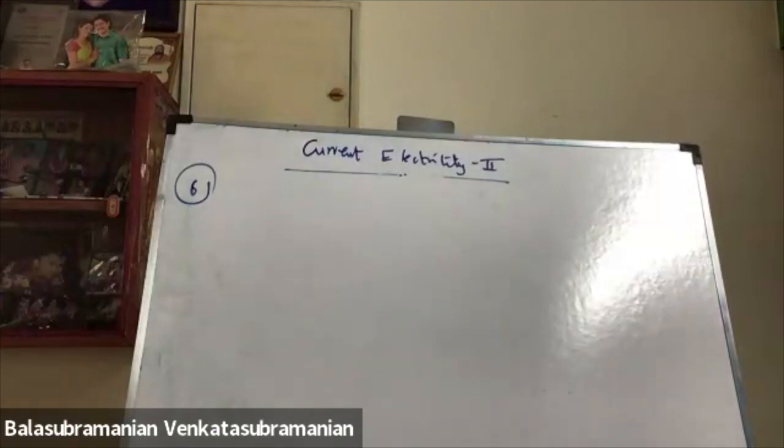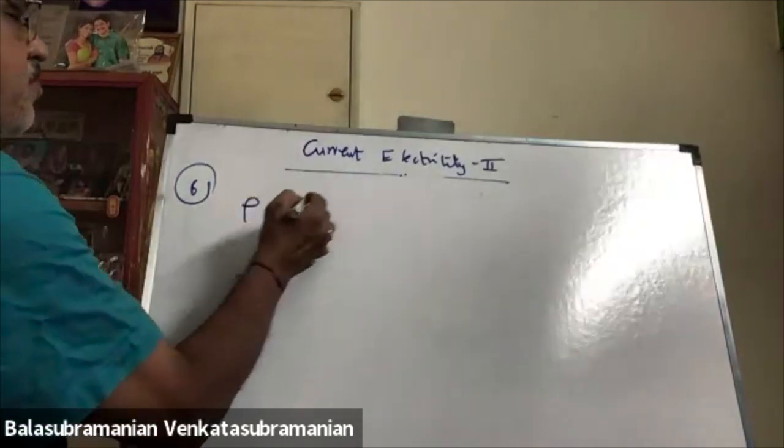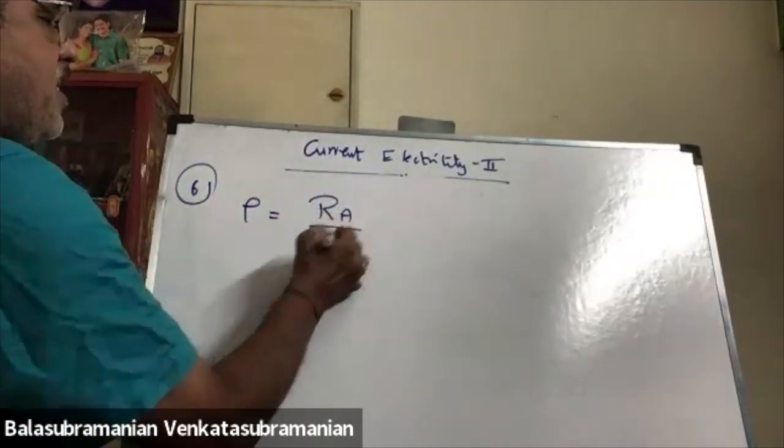Sixth problem. A negligibly small current is passed through a wire of length 15 meter and uniform cross section 6 into 10 power minus 7 meter square, and its resistance is measured to be 5 ohms. What is the resistivity of the material at the temperature of the experiment? Resistivity rho is equal to RA by L.